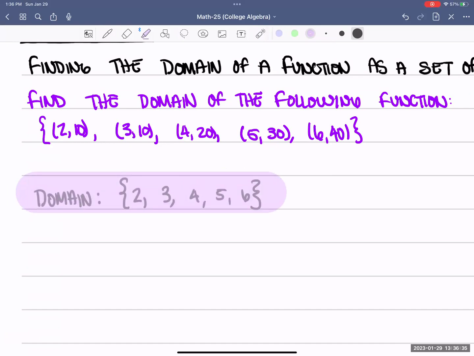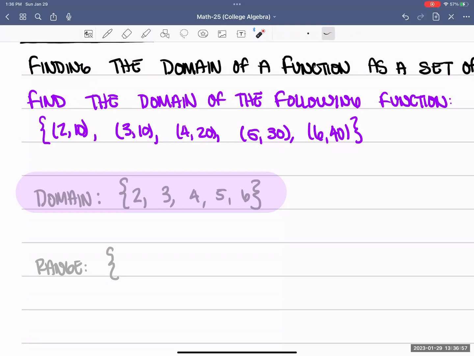And just because we're experts at this point, let's figure out what the range is. Range is going to be all of our y values. Because we're not looking at an interval of numbers, we're going to use squiggly brackets again. This is going to be each of our outputs. So 10, 10, 20, 30, and 40.